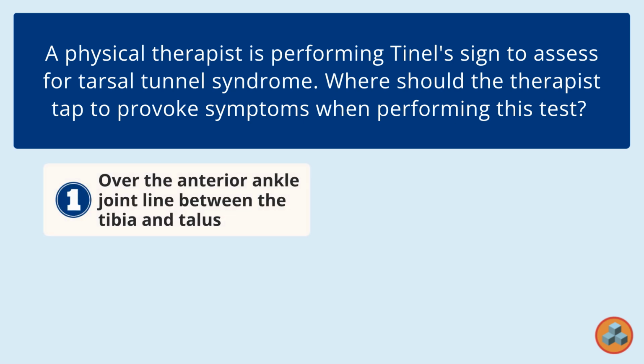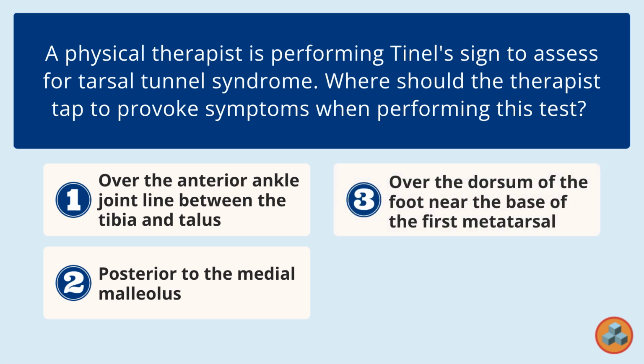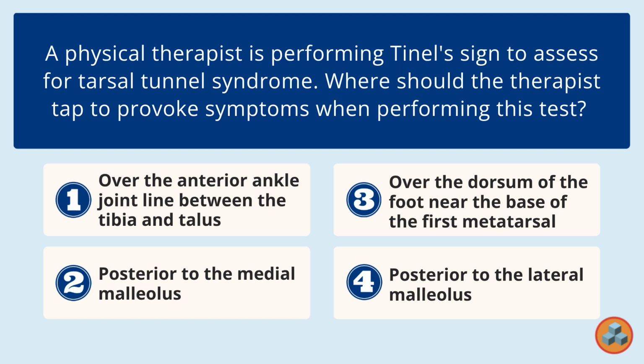Option 1, over the anterior ankle joint line between the tibia and talus. Option 2, posterior to the medial malleolus. Option 3, over the dorsum of the foot near the base of the first metatarsal. Option 4, posterior to the lateral malleolus.